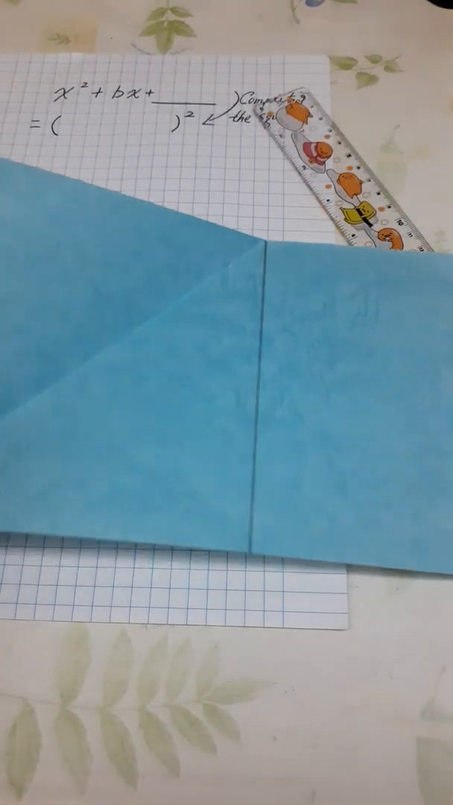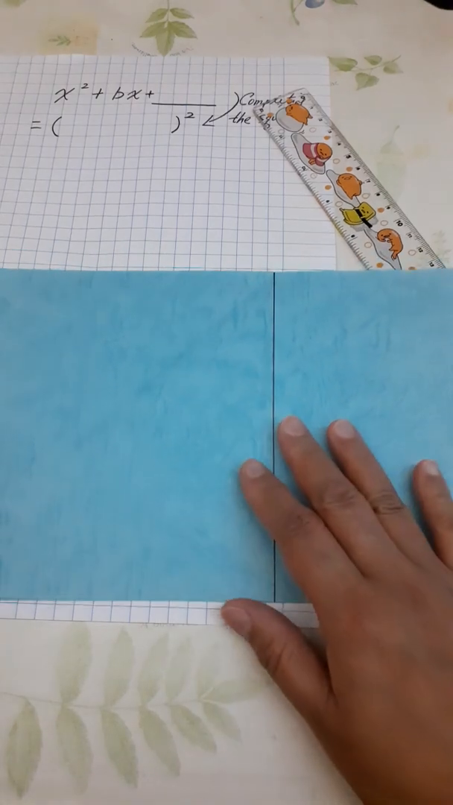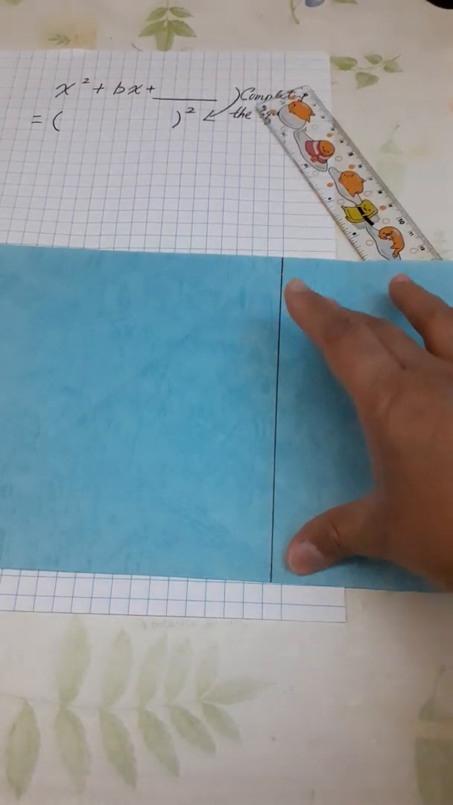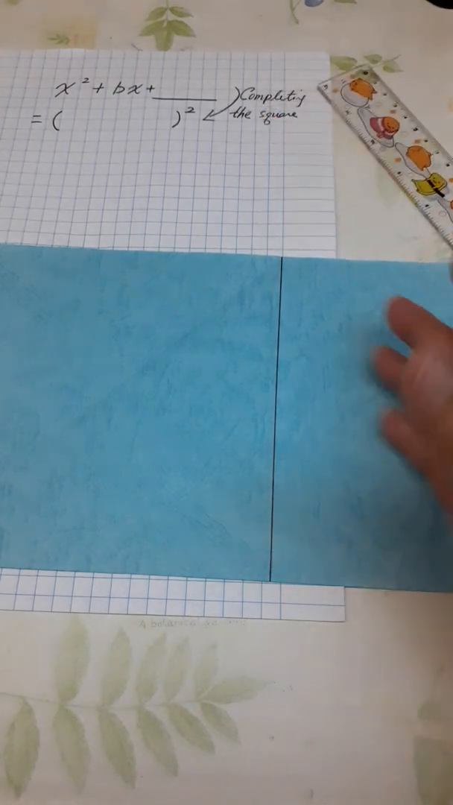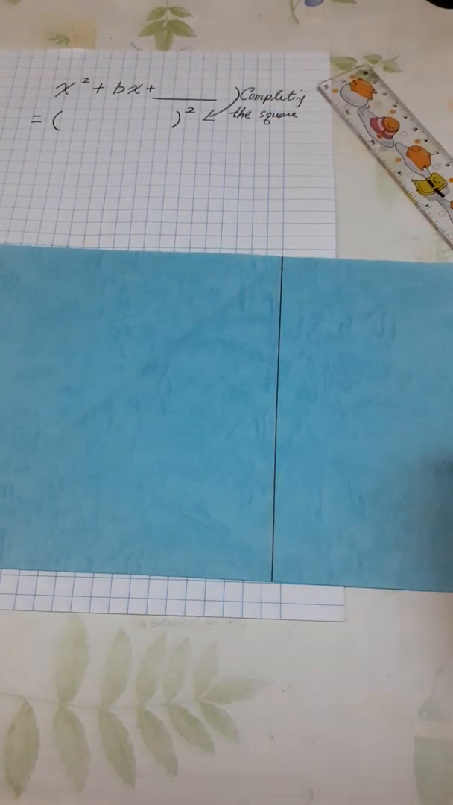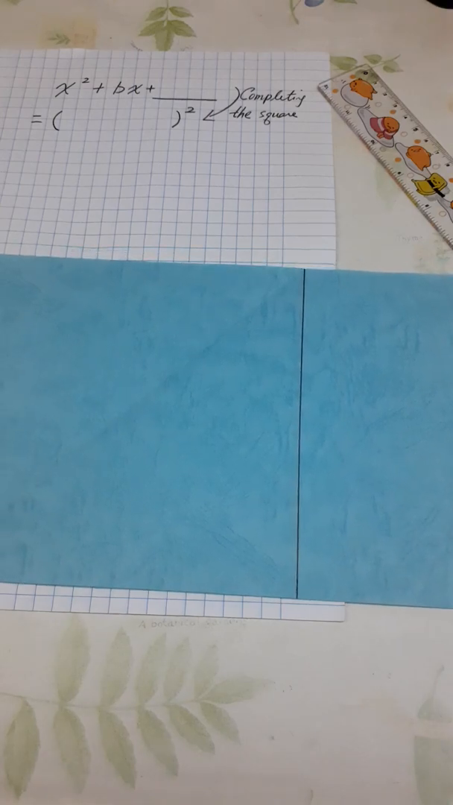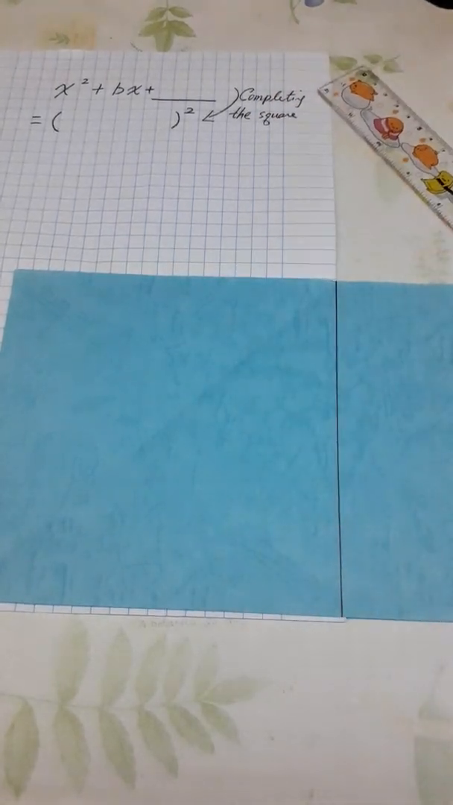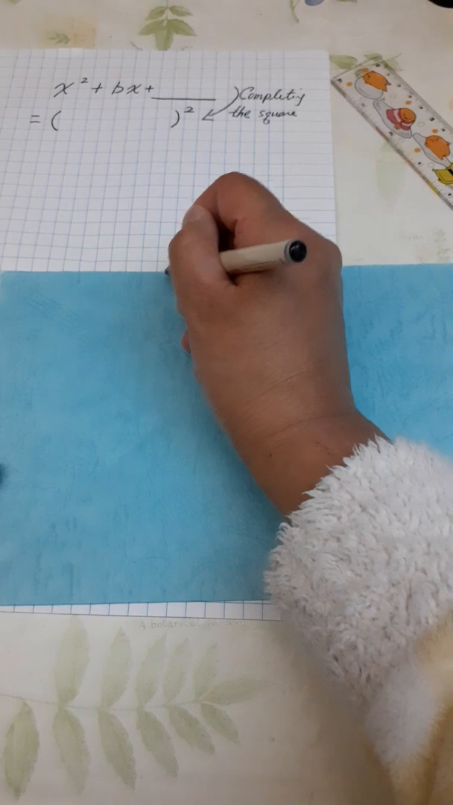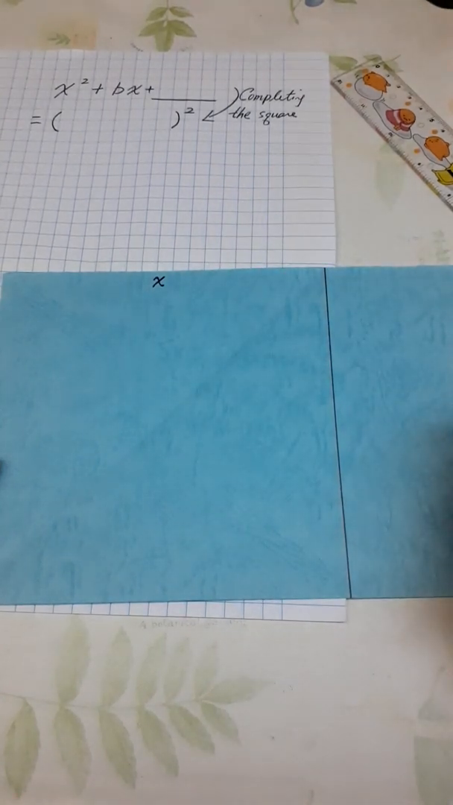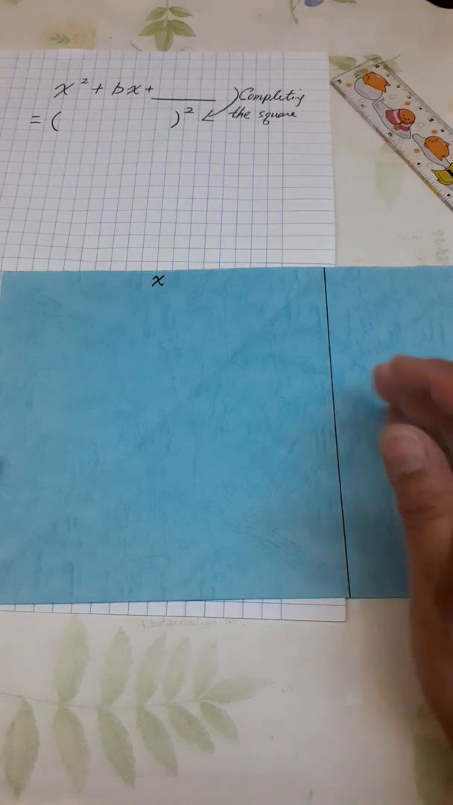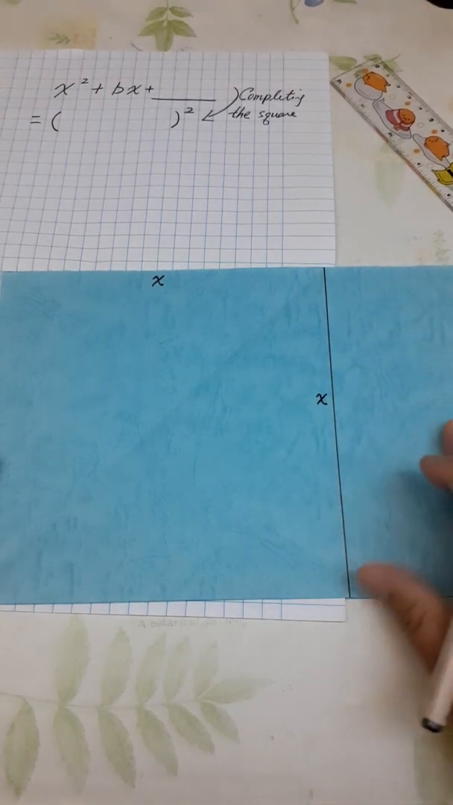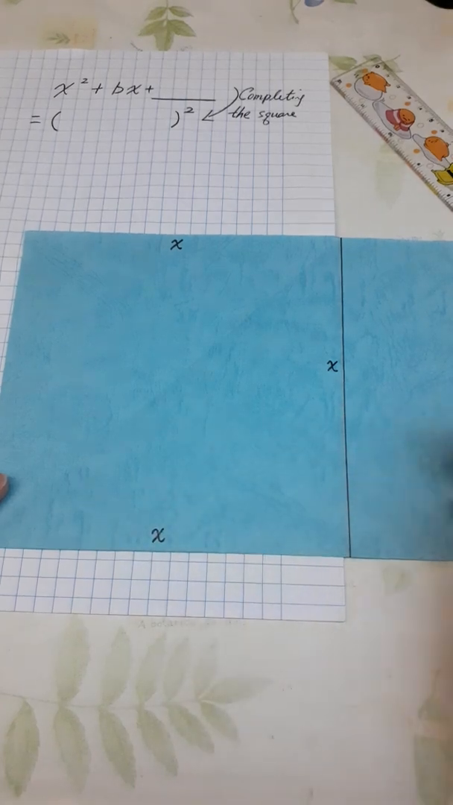Now, the length here should be a number. There should be a value for the length. I'm not going to measure the value for the length here. Maybe I just label it with x. I know that the length is a certain value, but I am not going to find it. That's why I use x to represent the length of the square. Because it is a square, of course, this length is also x. This is also x, right?